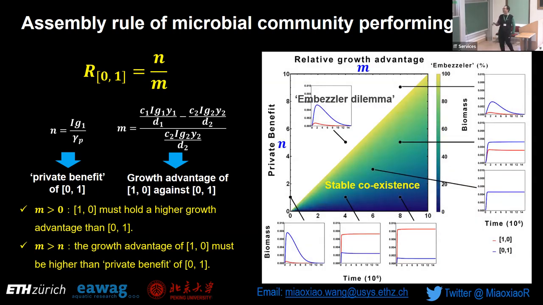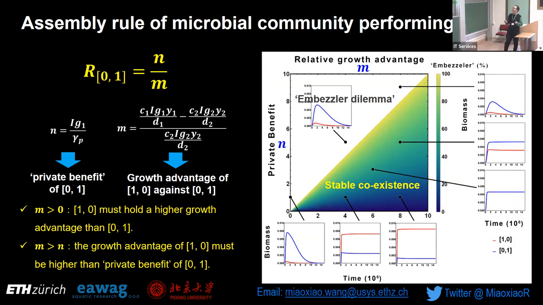So I will give this phase diagram to make it easier to understand. This is a very simple phase diagram. We can see that the community can only be stable when M is over N. Here we can see several representative simulations. We can obtain very beautiful stable dynamics. But if we go outside of this region, we can see the embedder takes over. That means the embedder will dominate the community and the community will collapse.